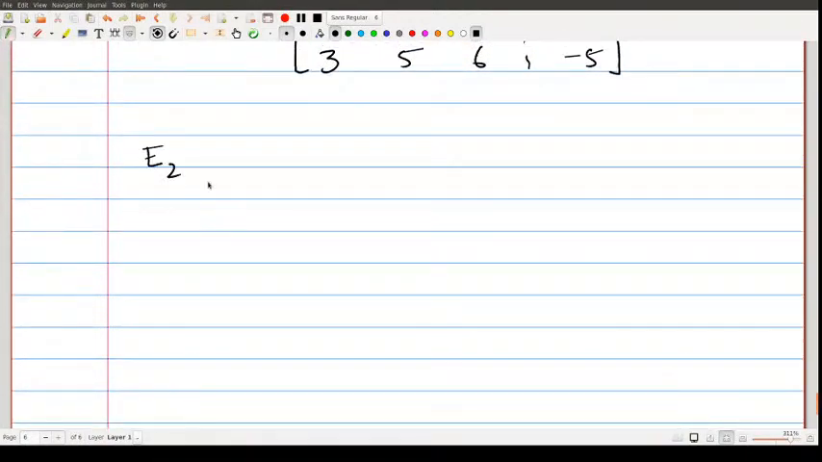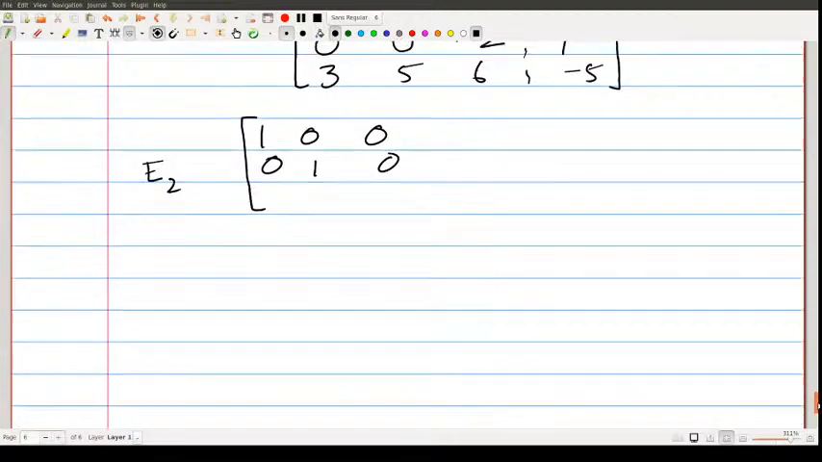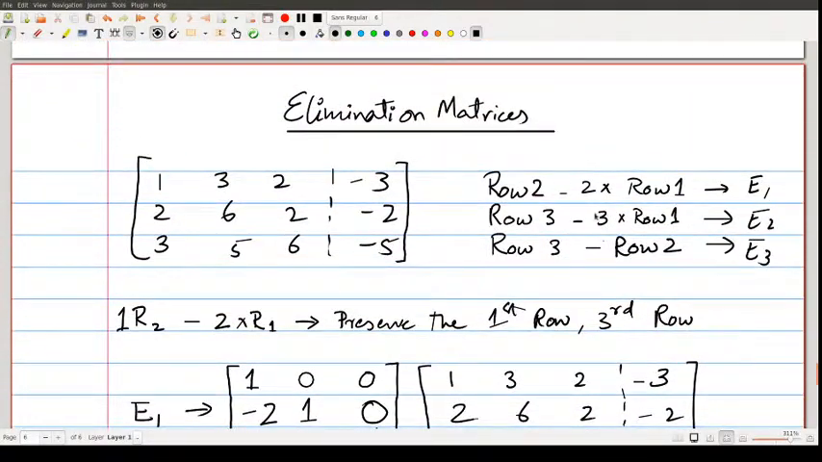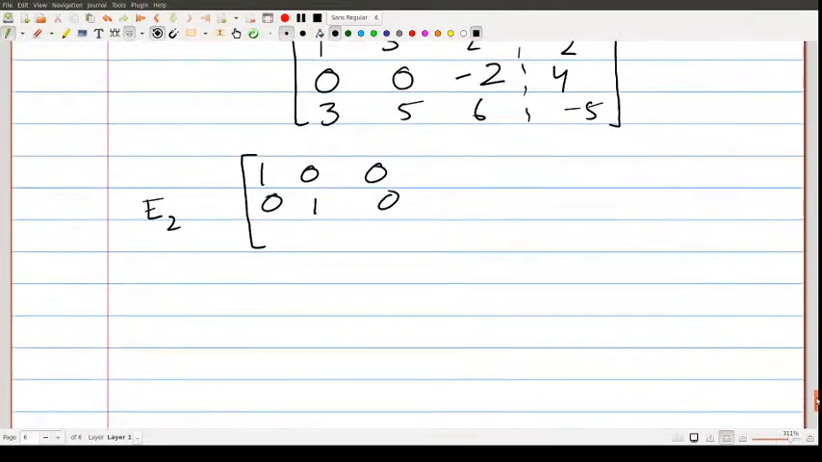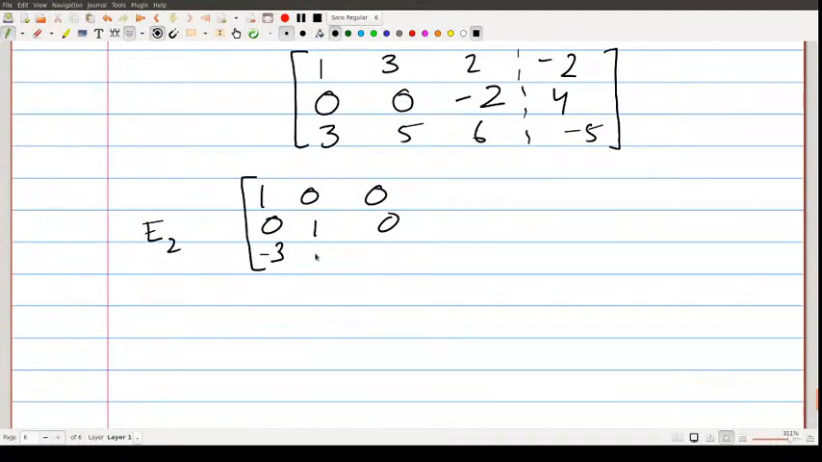And so E2 will be something like 1 0 0, you preserve the first row, 0 1 0, preserve the second row, and in the third row what you want is negative 3 times the first row, none of the second, and 1 times the third row. And so if you multiply this with this, then you will get the second row operation.